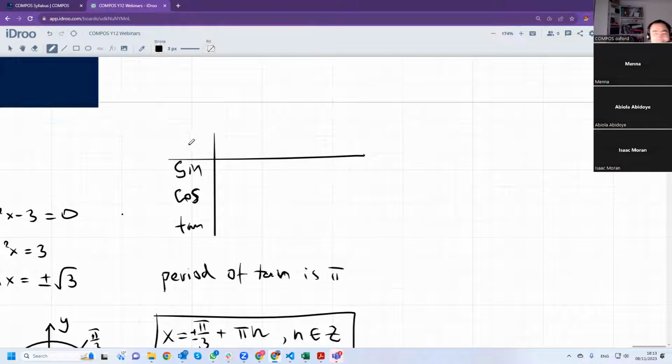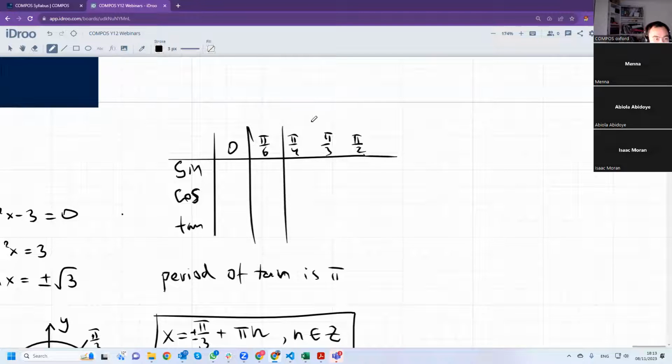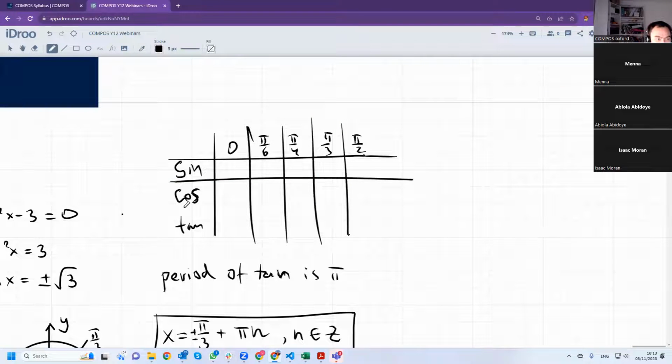Okay, so you have 0 degrees, you have pi over 6, you have pi over 4, you have pi over 3, and you have pi over 2. And you need to know these, and you kind of need to learn them by heart. Sine 0 is 0. This is 1/2. This is square root of 2 over 2. This is square root of 3 over 2. This is 1. And cos is the same thing, but in the opposite direction. Square root of 3 over 2, square root of 2 over 2, 1/2 and 0. And tangent is just sine over cos.